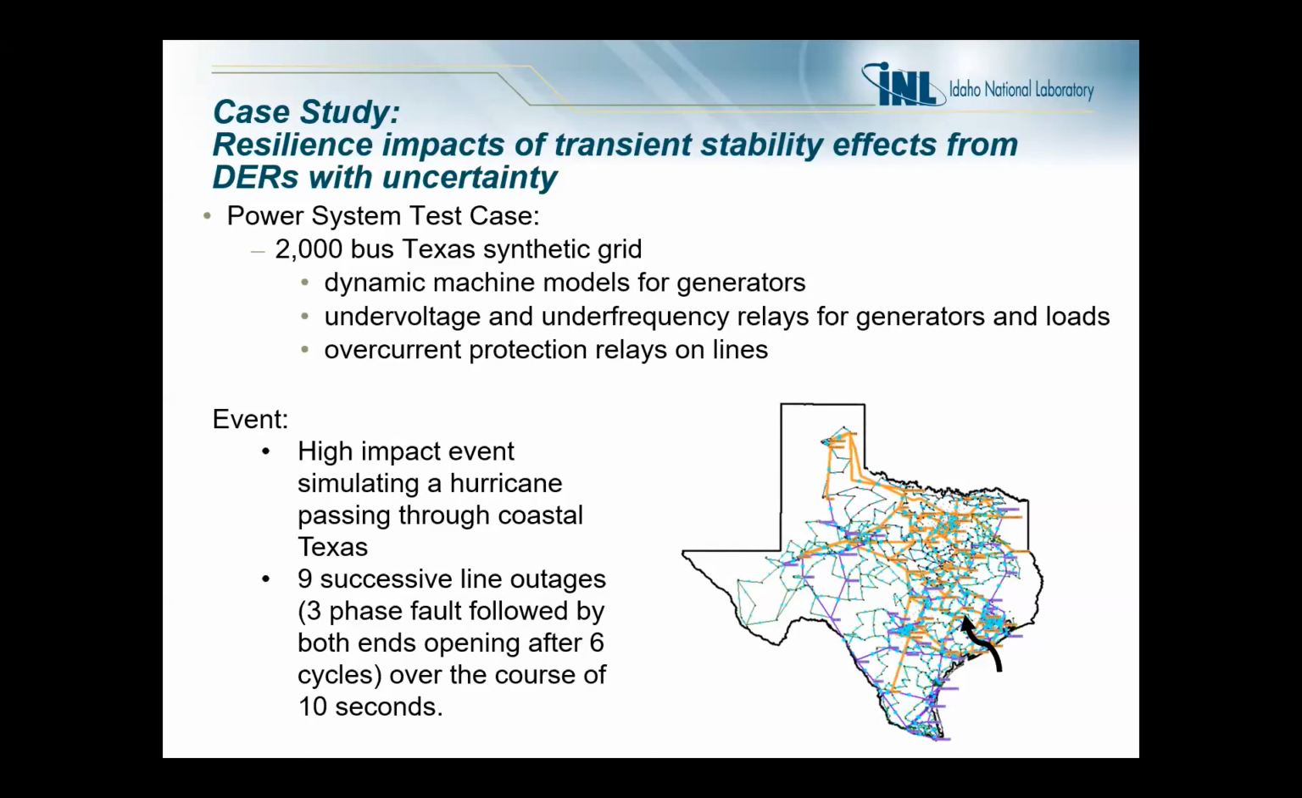The approximate area which this event passes through, you can see with the little black arrow, and it was modeled through 9 successive line outages, which were a three-phase fault followed by both ends of the line opening after 6 cycles. And all these line outages occurred within 10 seconds.